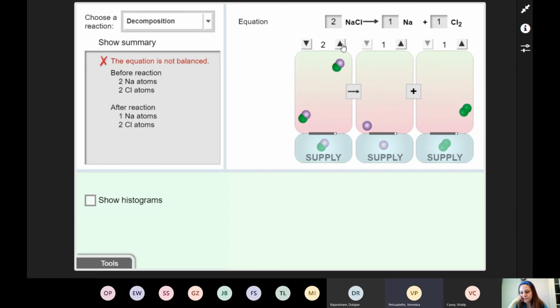Yes. Okay, we're on the right track. I have 2 green circles, 2 green circles. That's good. Now you have to add 2 sodium, a purple circle. Aha. Bingo, you got it. Green check mark. So now you verify: 2 sodiums, 2 sodiums, 2 chlorines, 2 chlorines. You got it.